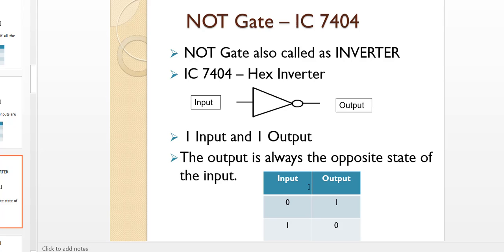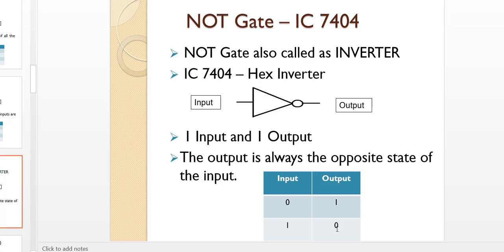Now, what does the truth table say? As I already told you, it is called an inverter. Since we have only 1 input here, it can be either logic 0 or logic 1. If my input is logic 0, then the output is 1. If my input is logic 1, then the output is logic 0. This is called the inversion process. For logic 0, I am getting 1 output. For logic 1, I am getting 0 output.